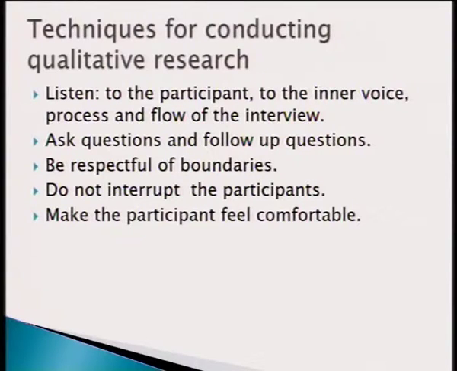Make the participant feel comfortable. Let them know the reason why you are interviewing them. Make them aware that it's confidential and their personal information will not be revealed, depending on the interview that you are conducting. So make them comfortable. Only then will you get the correct answers from the person that you are interviewing.